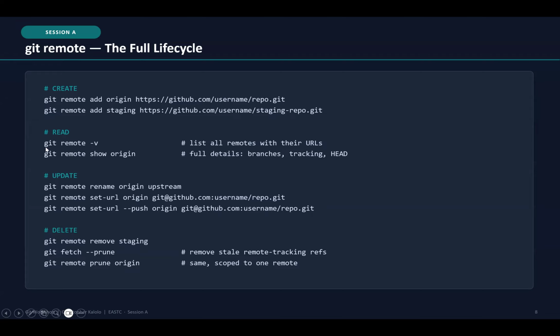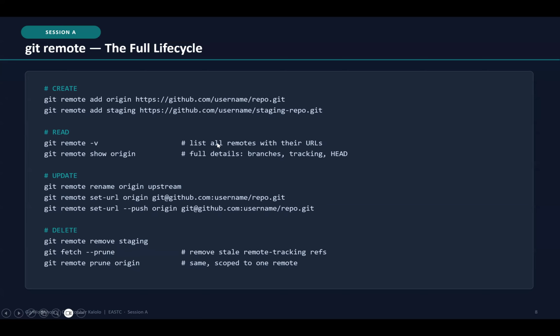As I said, when you want to read the remotes with their URLs, you just write git remote minus v. V is for verbose. For example, here we have origin and we have staging. So if your local repository is linked to more than one remote repository, if you write git remote minus v, then it will list all the remotes with the URL.